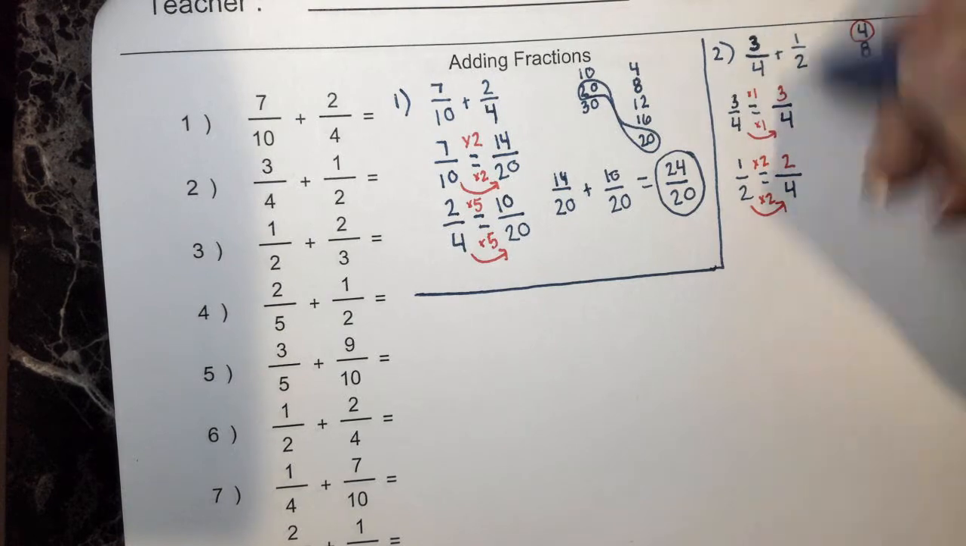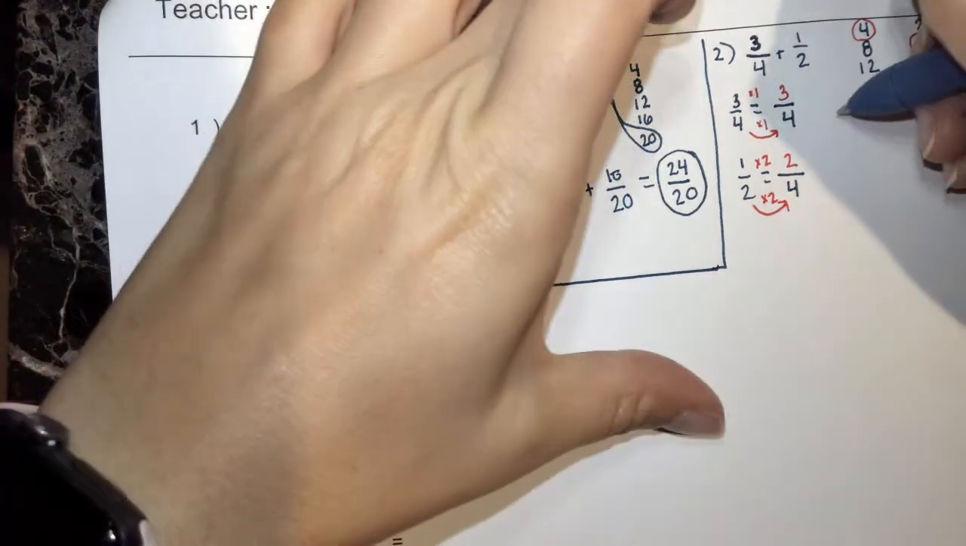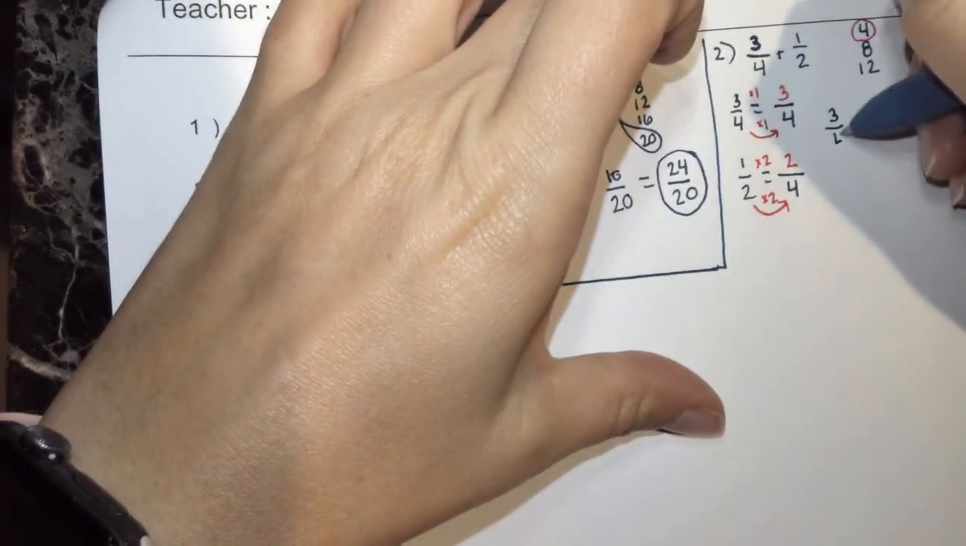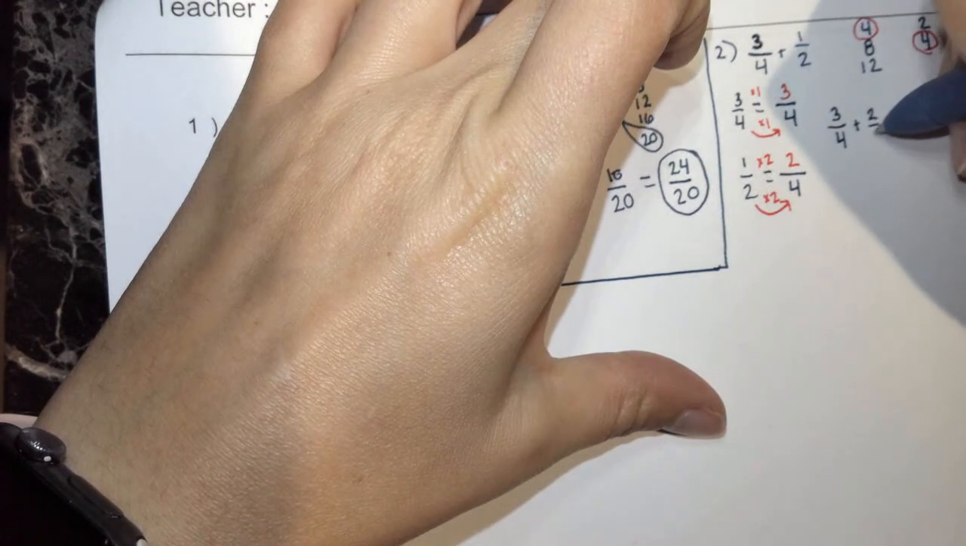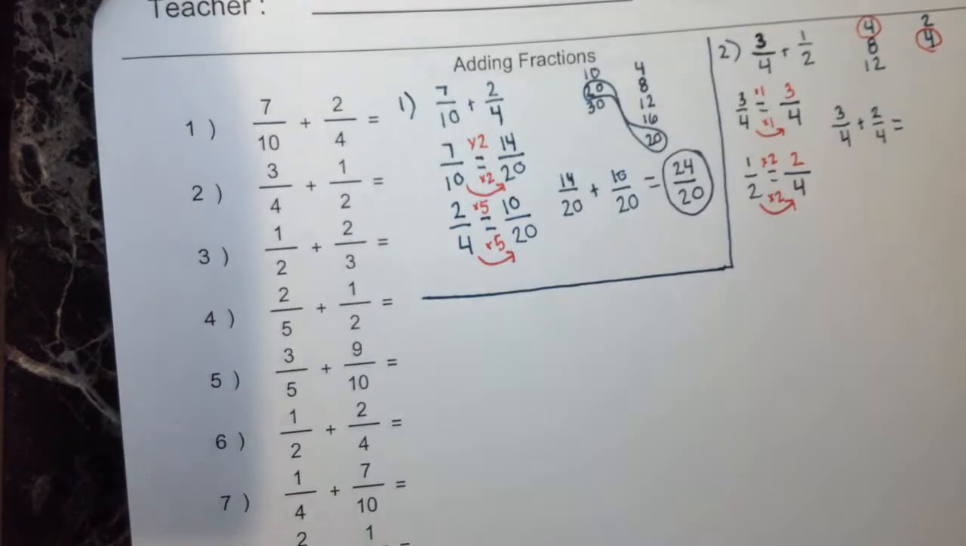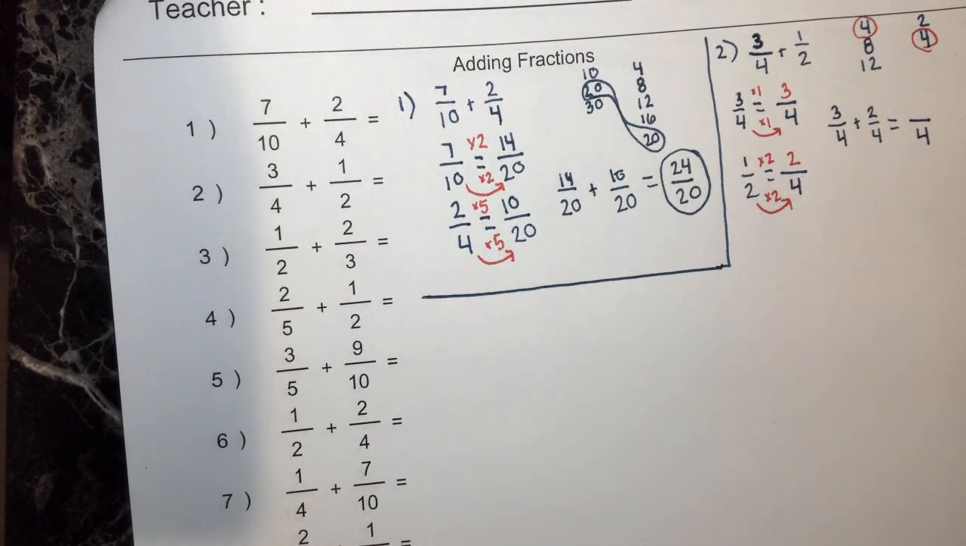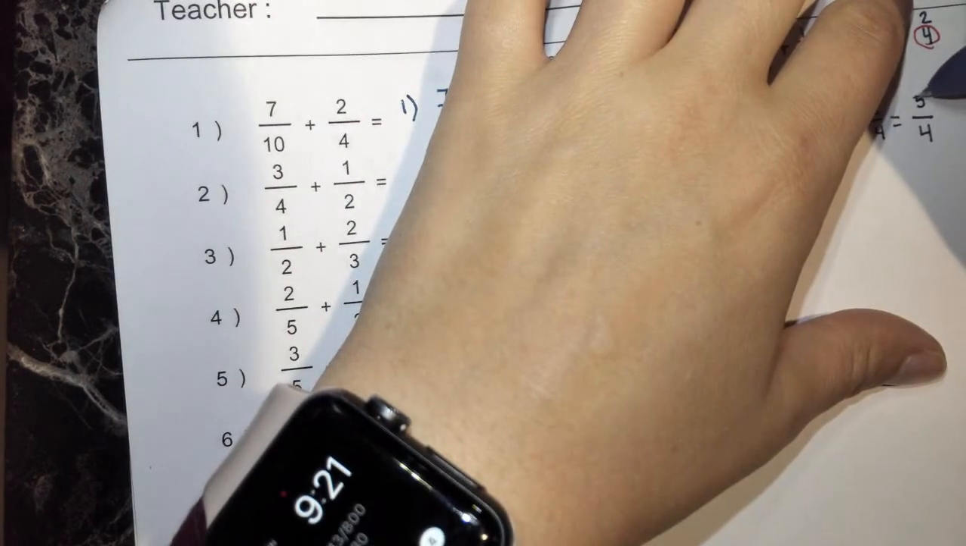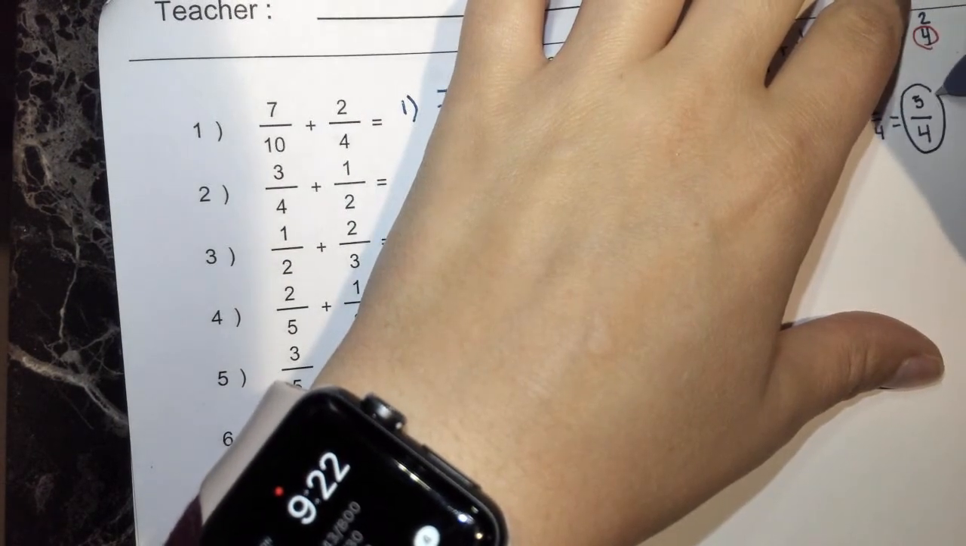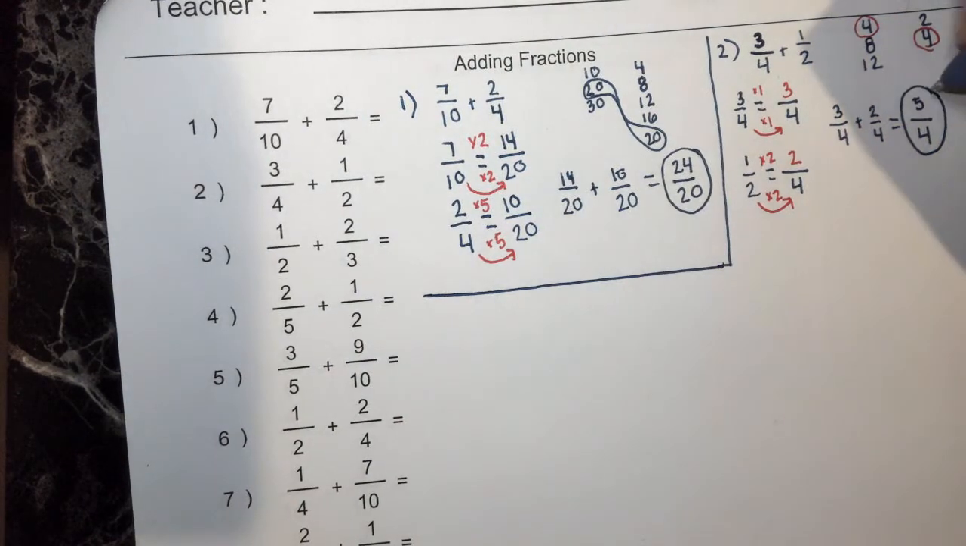And now they're both in fourths, so then I can add them together. 3/4 plus 2/4. They both have fourths on the denominator, so my new denominator is also fourths. Once you do that, all you do is add the top. 3 plus 2 is 5, and 5/4 is my answer. Okay.